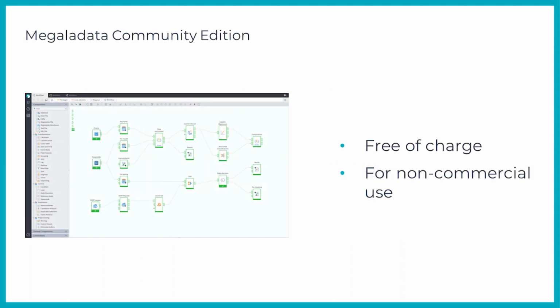Megaladata Community is a free non-commercial edition without limitations on time, data volume, or other restrictions. It slightly differs from server editions, which are intended for collaborative work. Megaladata Community is available for 2 operating systems, Windows and Linux. You can download it for free on our website, link in the description.